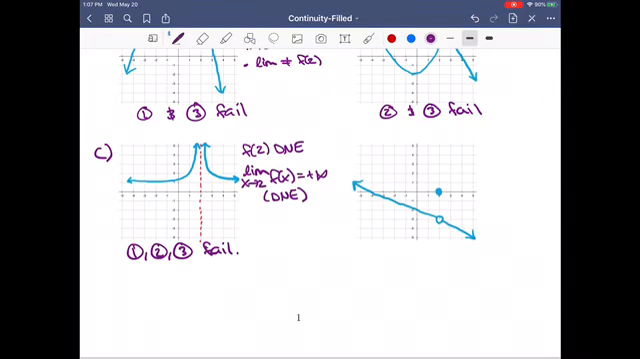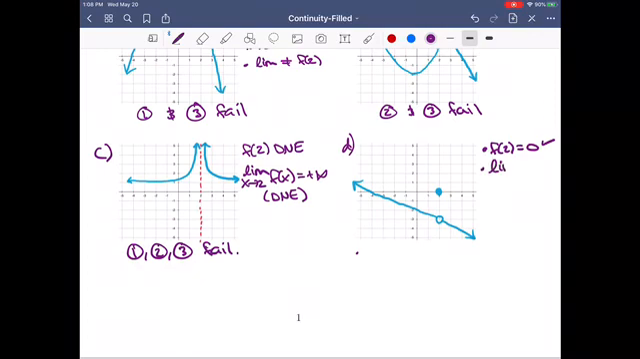I mean, technically, the limit, yeah, they all fail. Okay, for D, there is a point. So, well, maybe I'll do it over here. So f of 2 is equal to 0. Okay, there is a point, so 1 is satisfied.